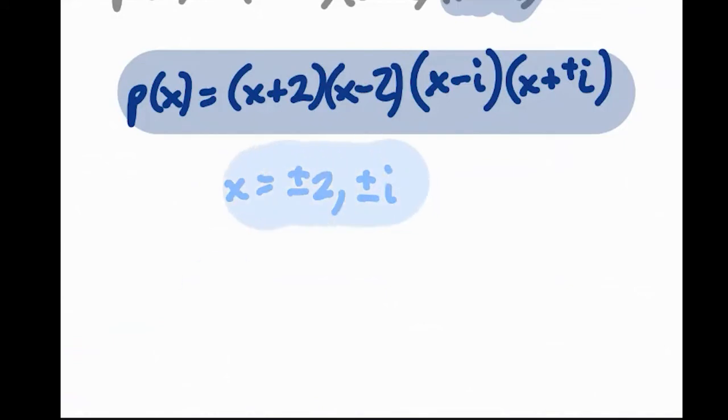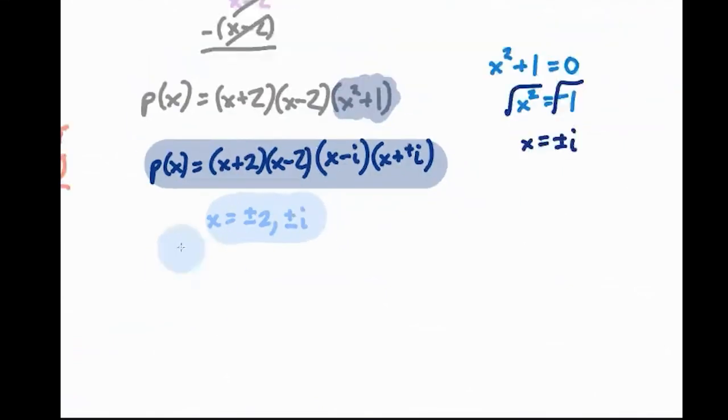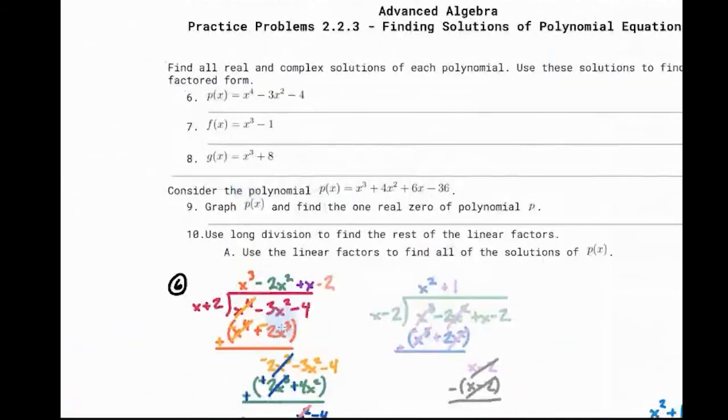So those would be the solutions right there. Okay, so that's number 6. All right, number 7 is x to the third minus 1.